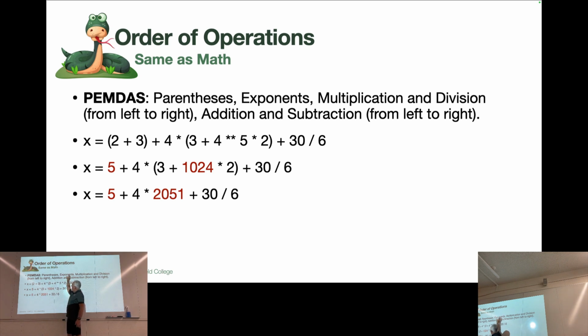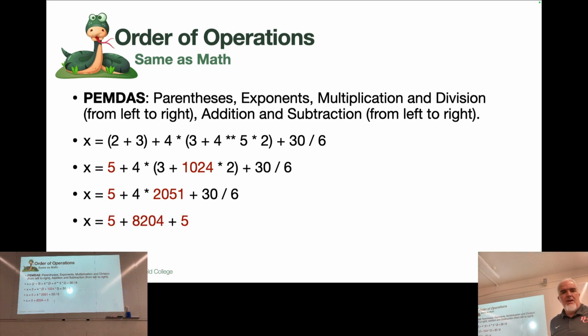So now I'm back, the parentheses are gone. Do I have any more exponents? No. I look at multiplication and division going left to right. So going left to right, first thing I encounter is 4 times 2051, and then I have 30 divided by 6 right here. So now I've completed all the multiplication and division, and then I just need to add those together. And the answer to that equation is 8,214.